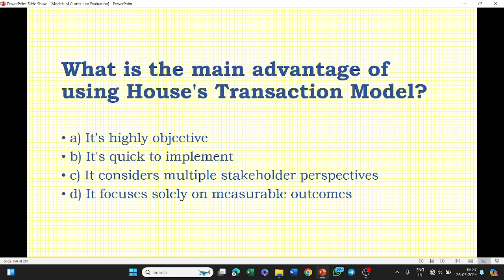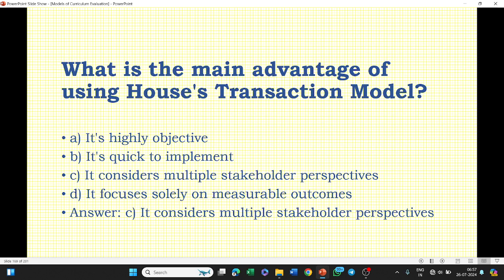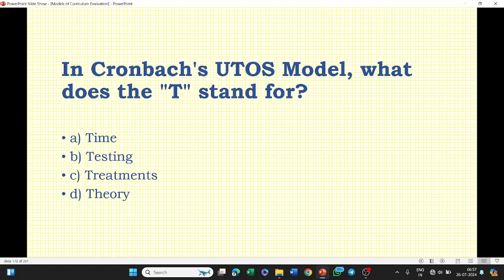What is the main advantage of using House's transactional model? Options: it is highly objective, it is quick to implement, it considers multiple stakeholder perspectives, it focuses solely on measurable outcomes. The answer to this question is option C, that is it considers multiple stakeholder perspectives.